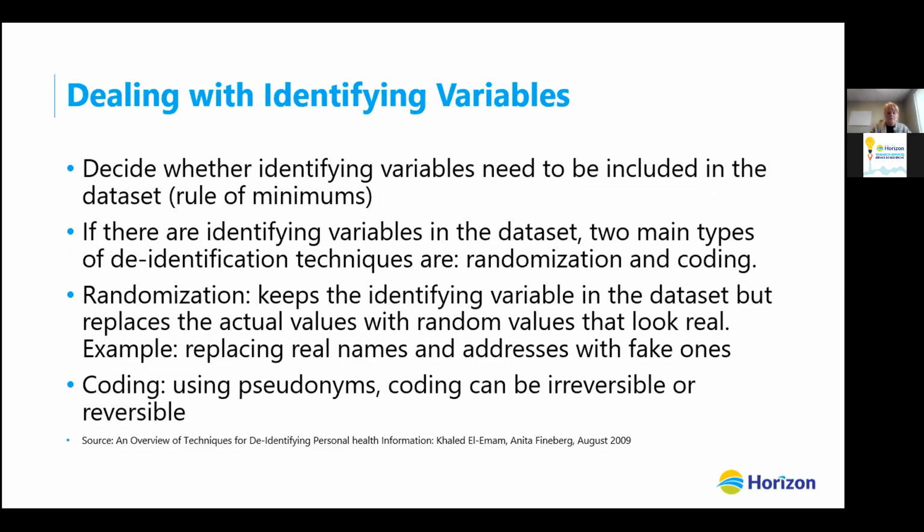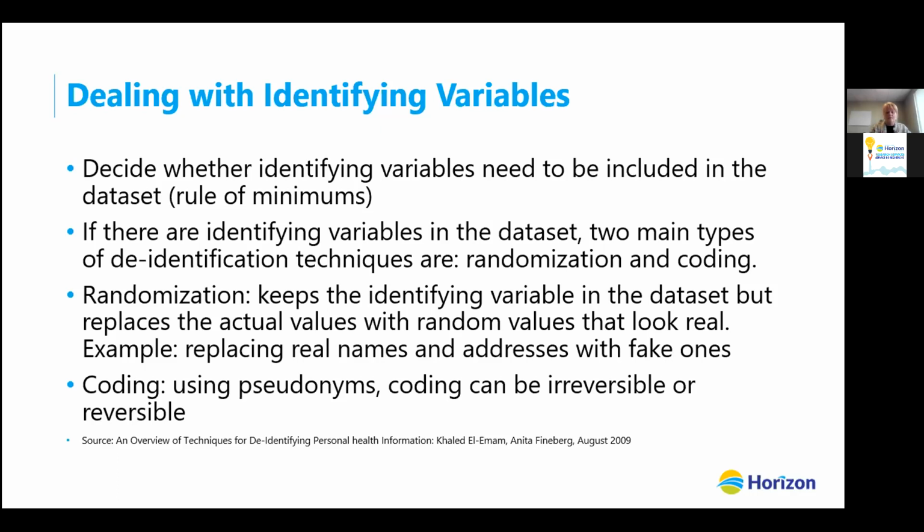So how do you deal with identifying variables? First we need to decide whether identifying variables need to be included in the data set. And I put in there the rule of minimums. When you're creating your data set, look at everything that you have included and say, is this absolutely integral to what I need in order to answer my research question?